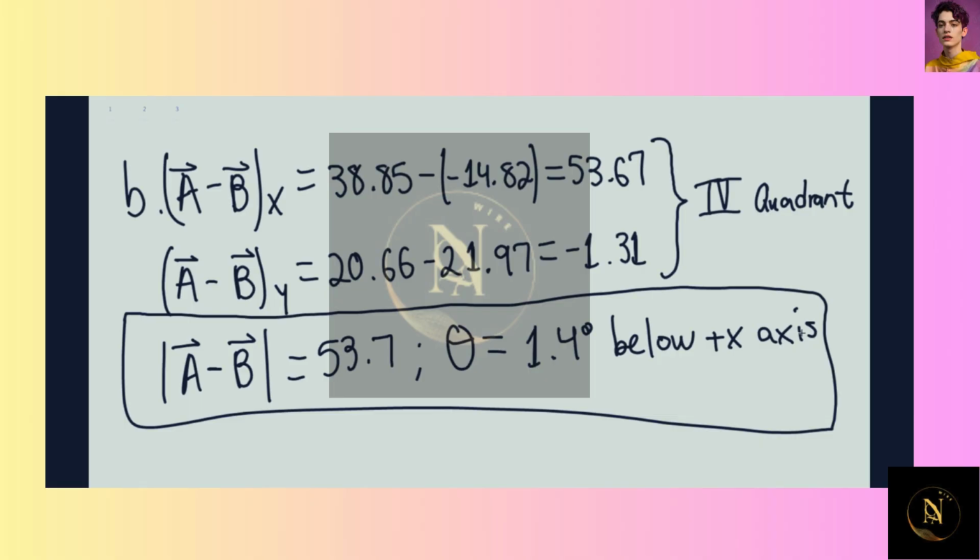And then you just have to look at the components in order to see which quadrant you're in. And then you can say above or below the positive x or the negative x axis. So you just have to remember to take note of the components and see exactly where the vector will lie. That is the end of the solution.